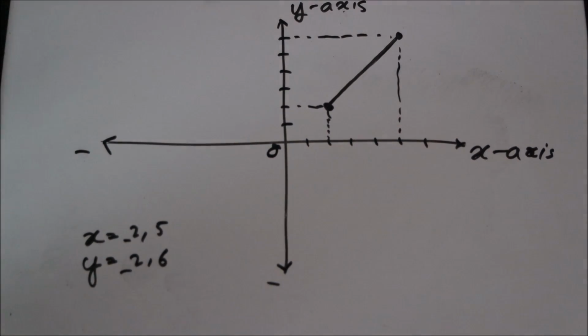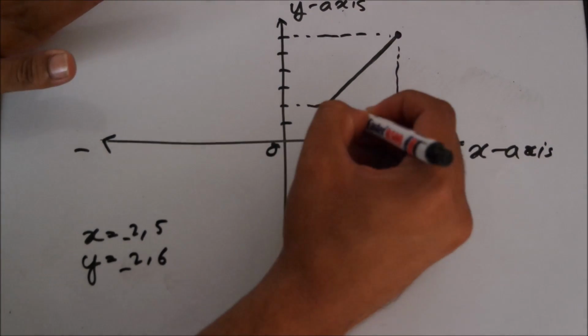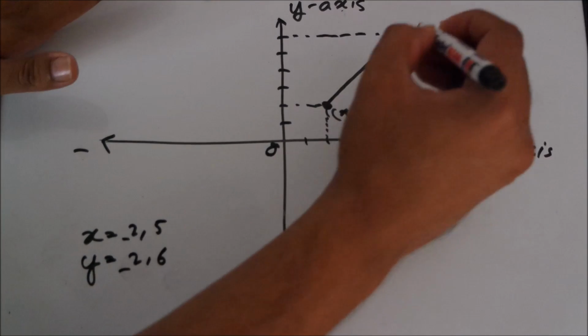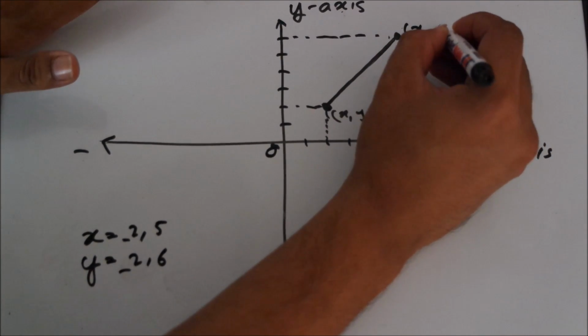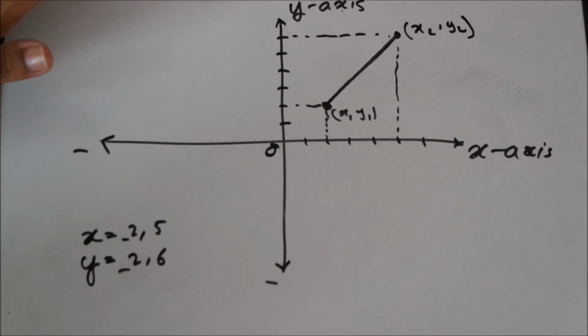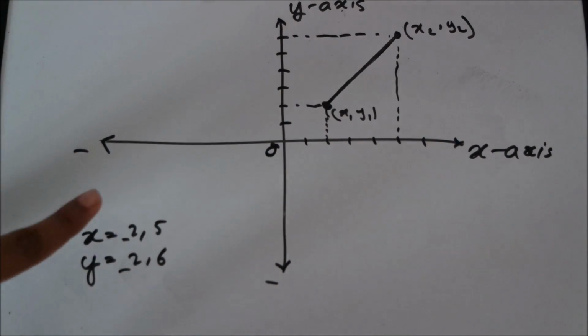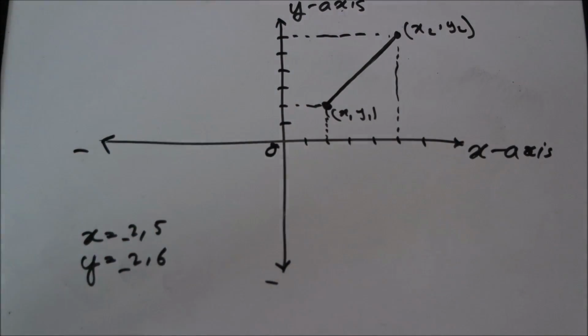Alright, so this is the x1, y1. This is the x2, y2. Given x is equal to 2 and 5, y is equal to 2 and 6. So now there will be additional questions related to the graph, and a very common and typical question would be: find the gradient of the slope.